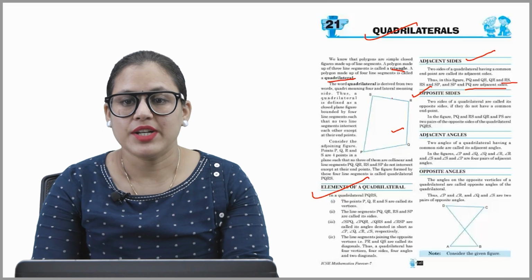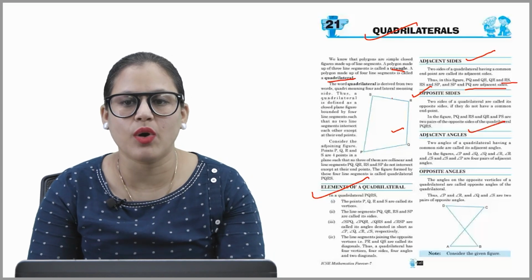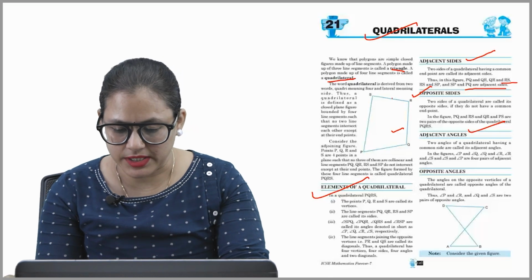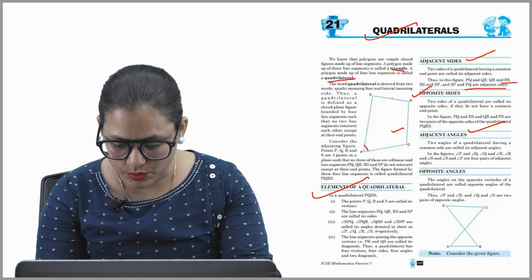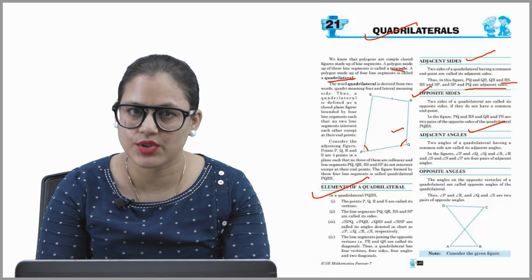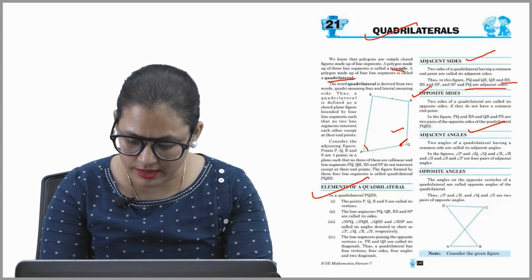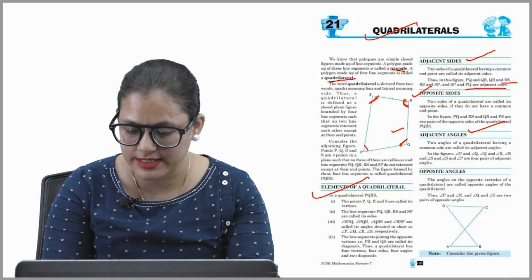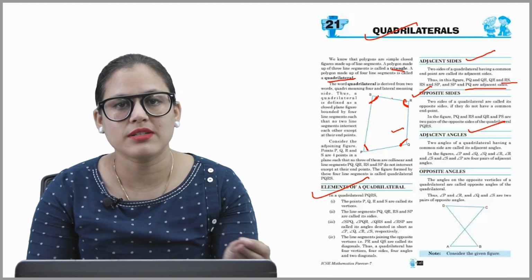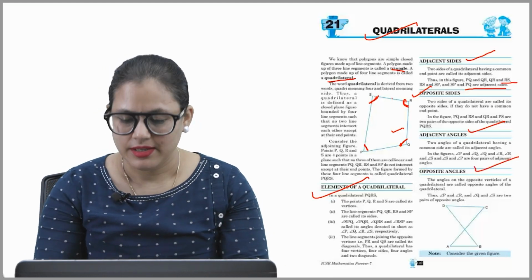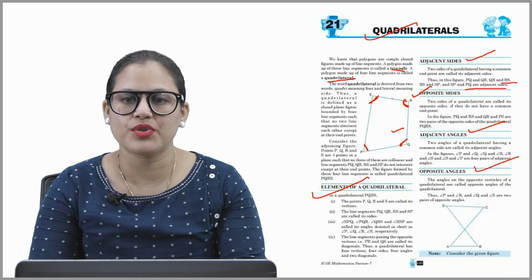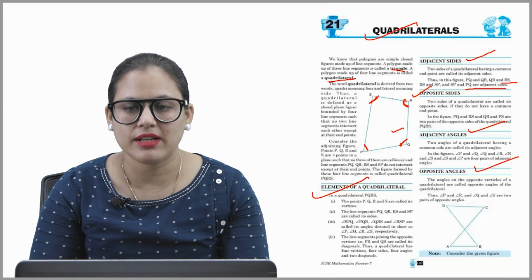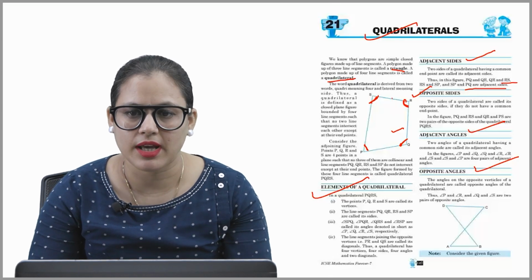Adjacent angles. 2 angles of a quadrilateral having a common side are called its adjacent angles. In the figure, angle P and angle Q, these are adjacent angles. Angle Q and angle R, these 2 are adjacent angles. Angle R and angle S, these are adjacent angles. And angle S and angle P, these are adjacent angles. Opposite angles. The angles on the opposite vertices of a quadrilateral are called opposite angles of the quadrilateral. Angle P and angle R, and angle Q and angle S are 2 pairs of opposite angles.